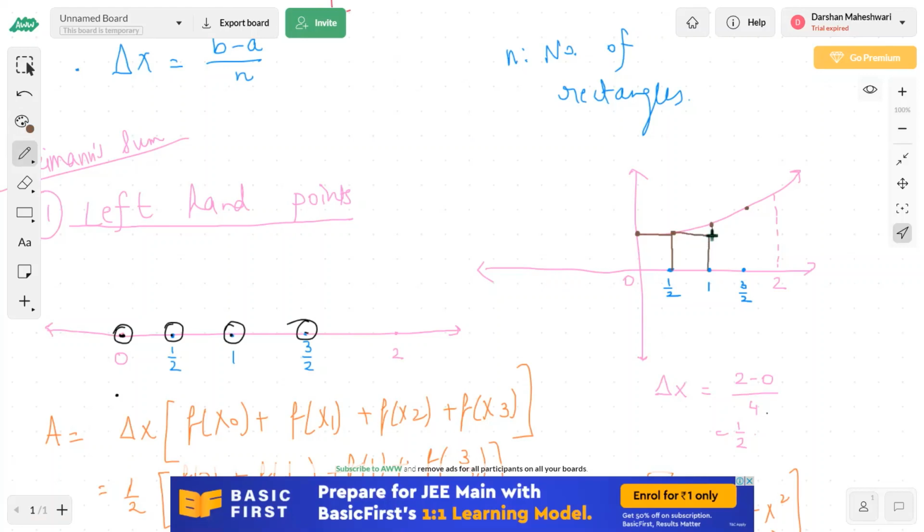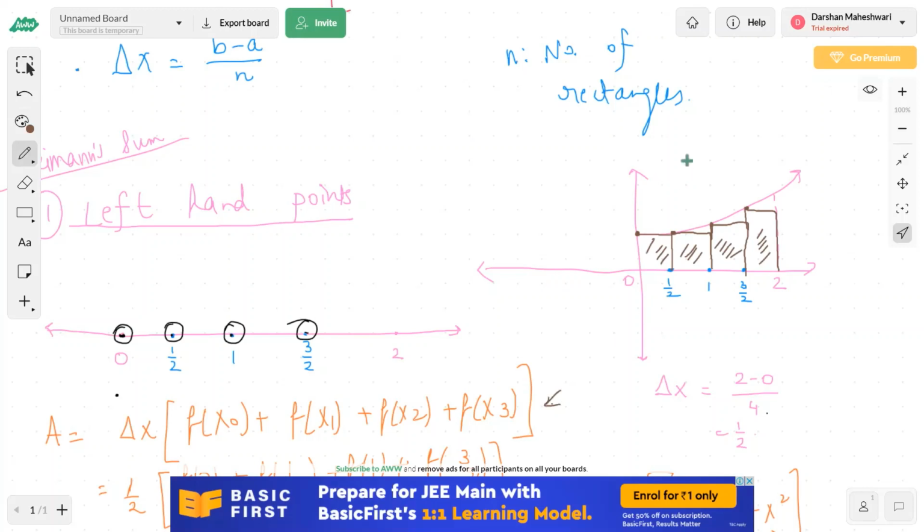Another rectangle, start from, let's just redraw this. They're supposed to be at the same point. So yes, this is a little bit better. The next one will be likewise the same, and the last one will also be the same. So these are the four rectangles in which we are interested, and the area which we just found is of these four rectangles only.